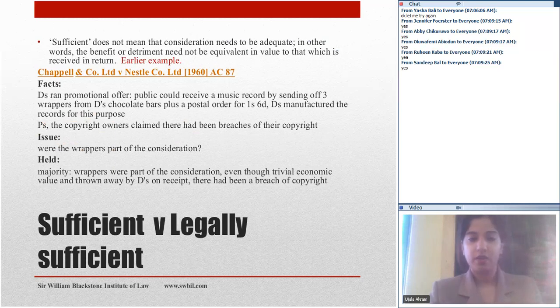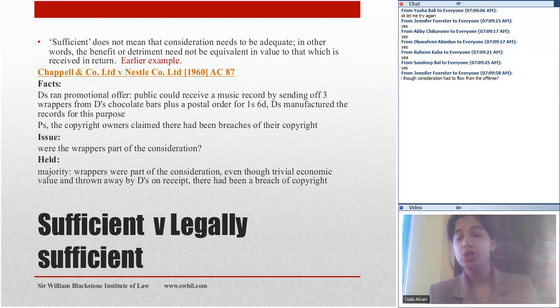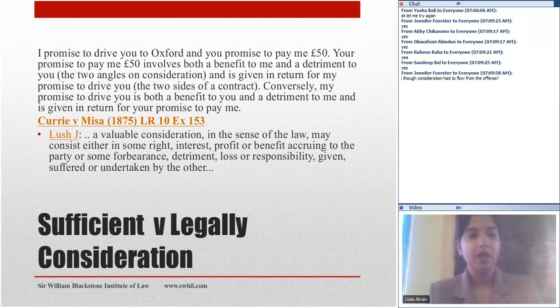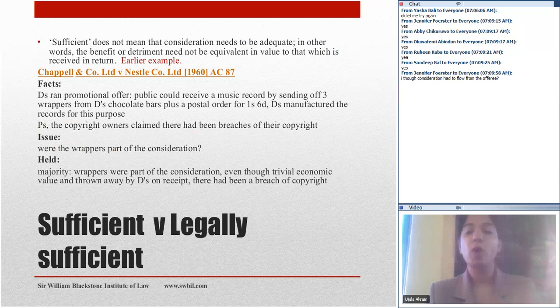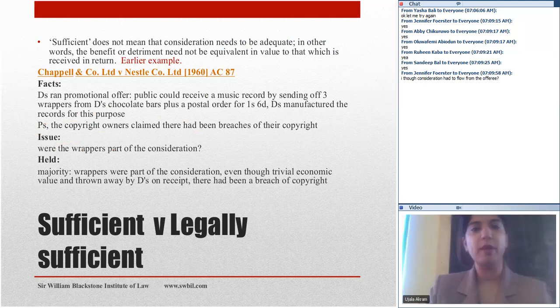So now that we know what consideration is, we need to understand that consideration needs to be sufficient, but it does not need to be adequate. In other words, the benefit or detriment need not be equivalent in value to that which is received in return. So in the earlier example, let's go back and see. I promise to drive you to Oxford, but in return, you promise to pay me maybe £10, let's say, instead of 50, or let's say £1. You promise to pay me £1.